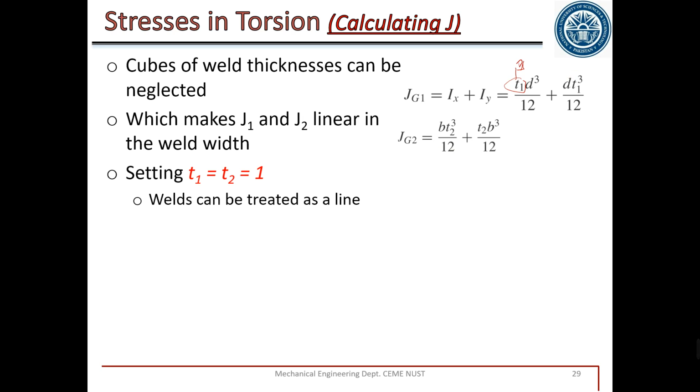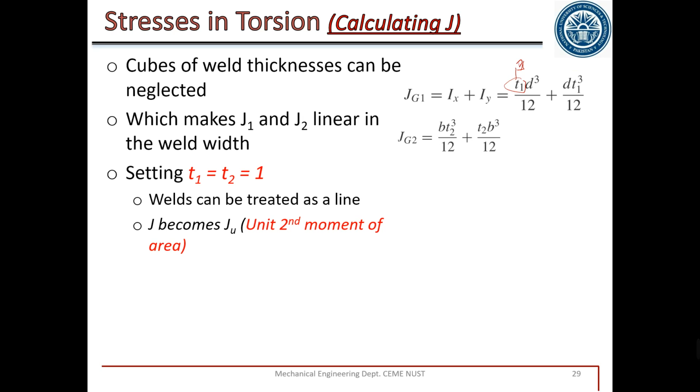If this is unit, it assumes that the weld is a line. It is a weld with negligible thickness or unit thickness, or it is a line. Mathematically, it is very easy. In reality, at the end, after calculation, we have to multiply it with 0.707. But at this point, we can just assume that it is unity.